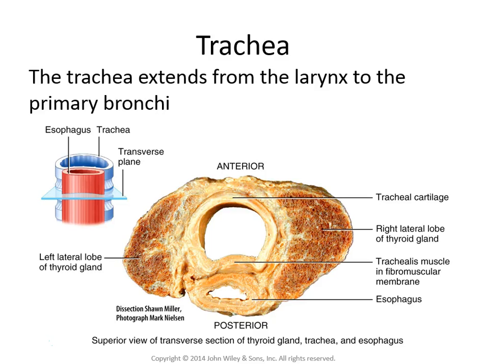Going down from the larynx, that leads directly to the trachea, or your windpipe. And this shows, this is the front of your body, that's the back. This is a transverse section. You've got your trachea in front, and behind it your esophagus. They're actually connected together by adventitia, this connective tissue here.